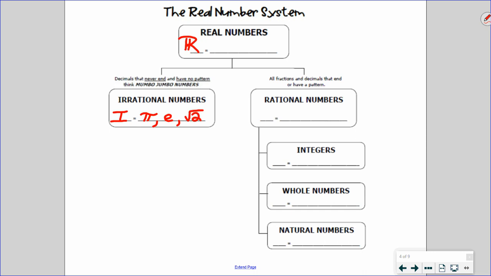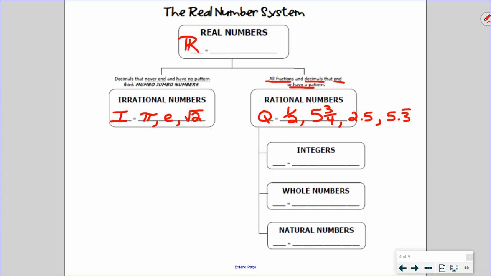The other subset is rational. So rational numbers are all your fractions and decimals that end or do have a pattern. Now, since we've already used R for real numbers, we represent the set of rational numbers with a Q. I like to think of that as Q for quotient, because a rational number is a fraction, and a fraction bar means to divide. This makes sense. So again, your rational numbers are your fractions, mixed numbers, decimals that end, or decimals that repeat.